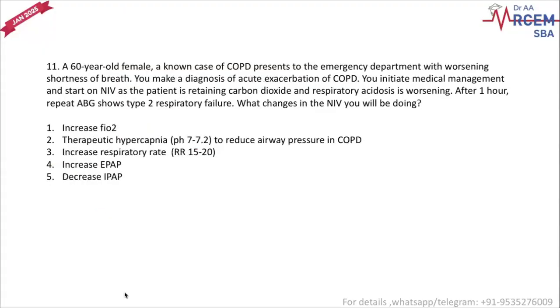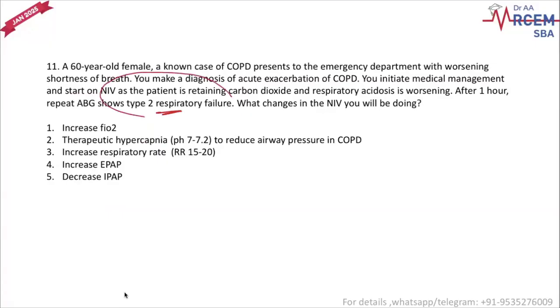A 60-year-old female, a known case of COPD, presents to the ED with worsening shortness of breath. You make a diagnosis of acute exacerbation of COPD. You initiate medical management and start NIV as the patient is retaining carbon dioxide and respiratory acidosis is worsening. After 1 hour the ABG shows type 2 respiratory failure. What changes in the NIV will you be doing?